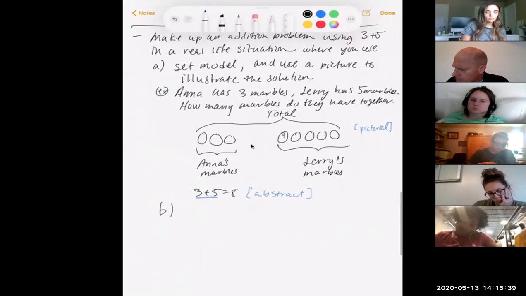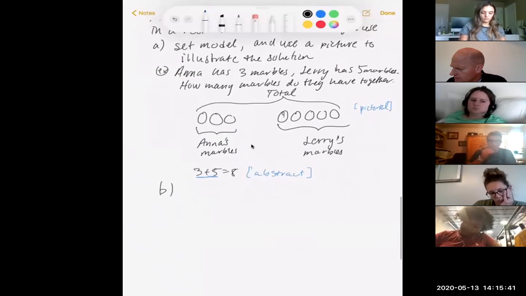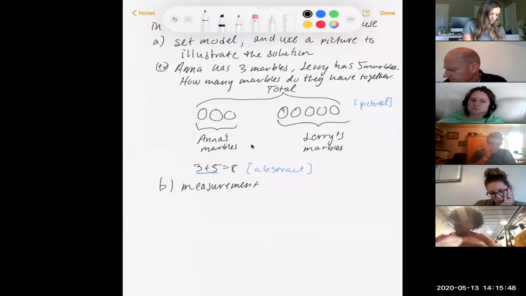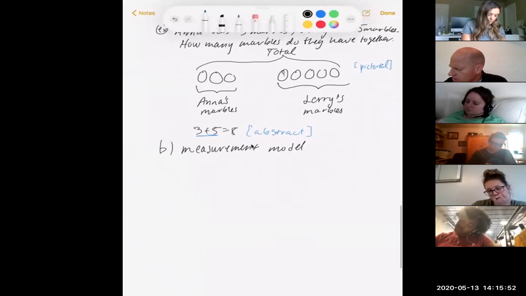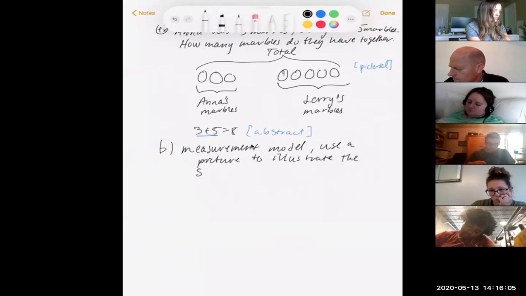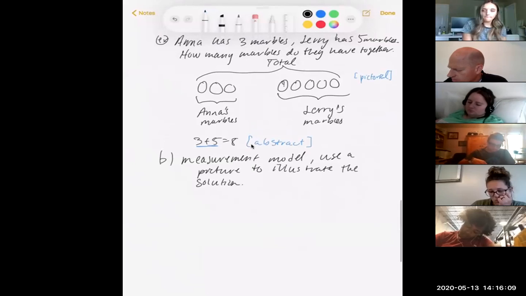So part B, we're going to make up an addition problem using a set model, a measurement model, sorry, and use a picture to illustrate the solution. Okay, so we're going to do an example here.